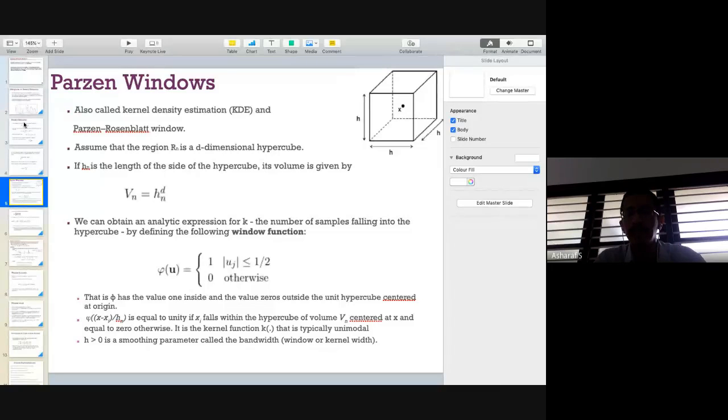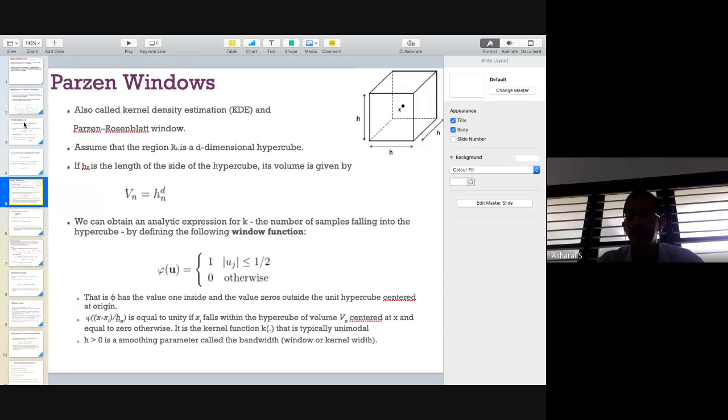If h is greater than 0, it's called a bandwidth parameter. Primarily, you are placing a hypercube centered at x, and for a given point xi, the distance from x would be xi minus x. You can define the notion of distance using, for example, Euclidean. If the distance is less than half of the length of the hypercube, the point is inside the hypercube.